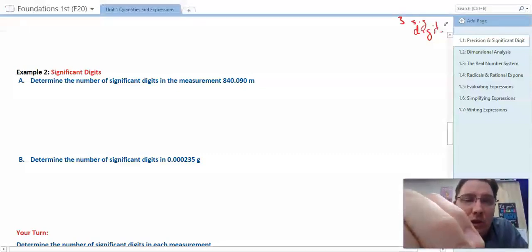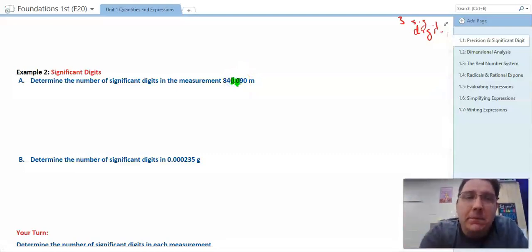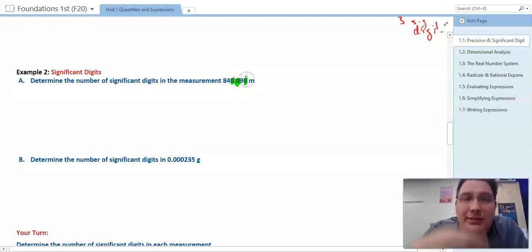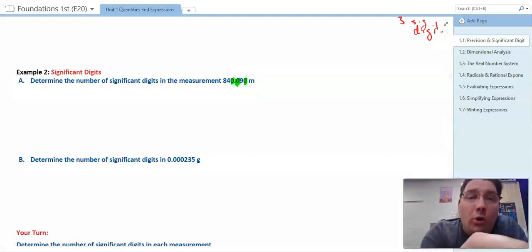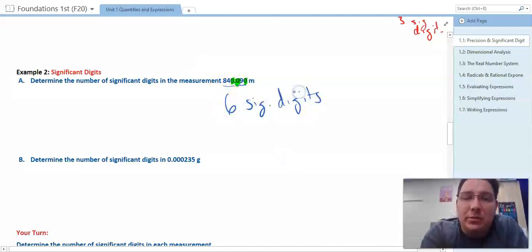Well, in the number 840 and 90 thousandths, this 0 is between 2 non-zero numbers, right? Because you got the 4 on the left, the 9 on the right. So both of these zeros in the middle are significant. So that goes back to case 2, that zeros in between non-zero numbers are significant. And then the 0 at the end, it's to the right of the decimal and it's the end of the number. So any zeros at the end are significant. So all the zeros are significant. All the non-zero numbers are, of course, significant. And so I've got 3 and 3, that makes 6. So this has 6 significant digits. Okay?